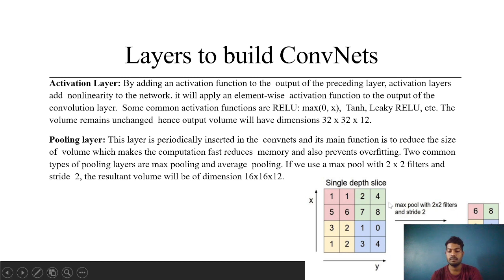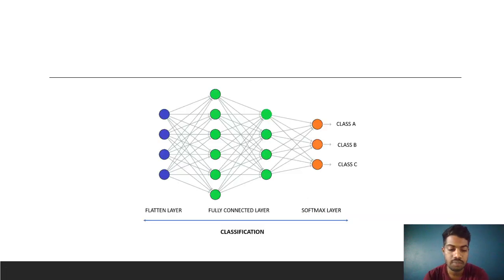As we can see, the max pool with 2 x 2 filters and stride 2. From the first box, 1, 1, 5, 6, we get 6, as 6 is the maximum of these four. And from the next box, 2, 4, 7, 8, 8 is the maximum, so we got 8 here. In the next, 3, 2, 1, 2, 3 is the maximum number, so we got 3 here. And from 1, 0, 3, 4, 4 is the maximum, so we got 4. This is the classification. This is the input layer, these are the hidden layers, and this is the output layer.